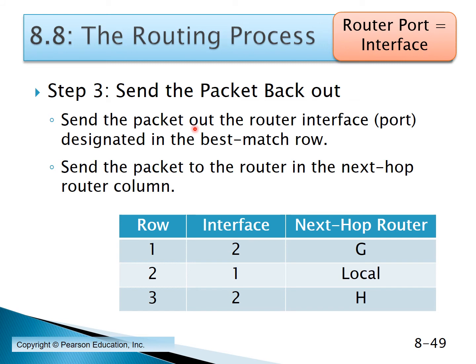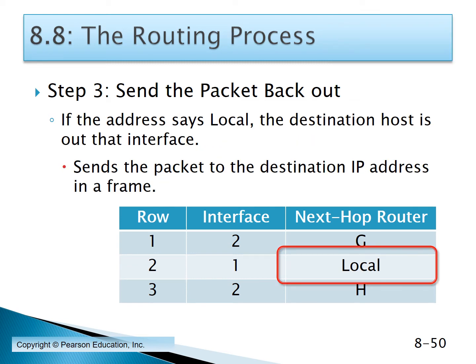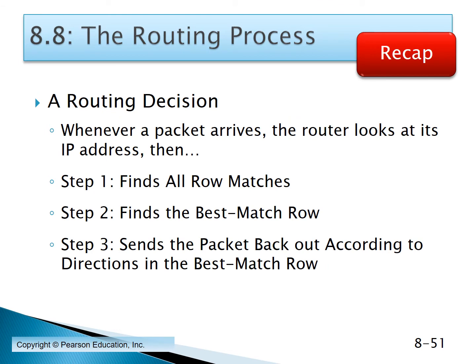So you will send the packet out the interface specified in that row. So if row 1 says interface 2, next hop router is G, and interface 1, next hop router is local, then you just send it based on the direction there. If the destination says local, then the destination host is just out that interface. So you just send out that port, and then you send the packet to the destination IP address in the frame. So this is just a quick recap of the routing decision.